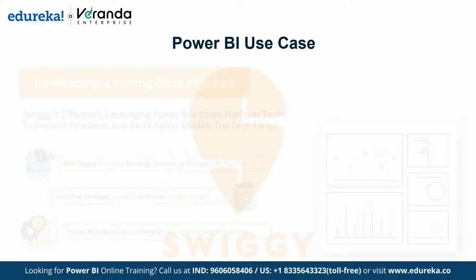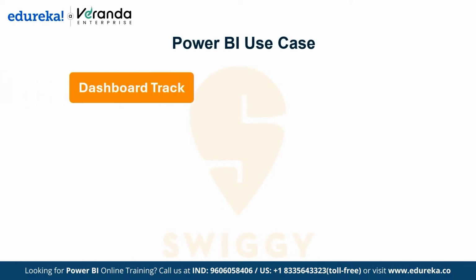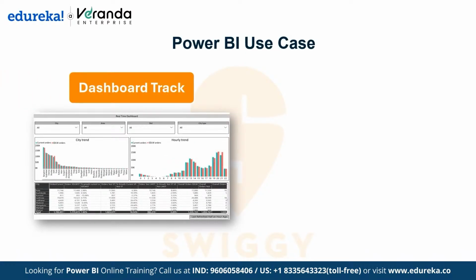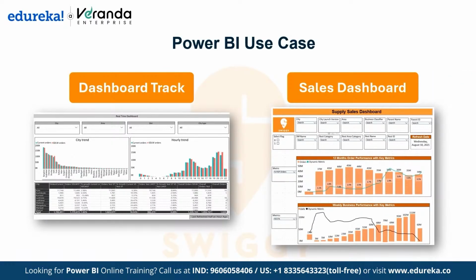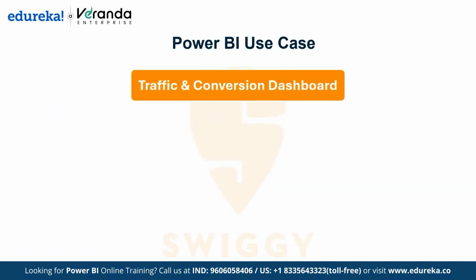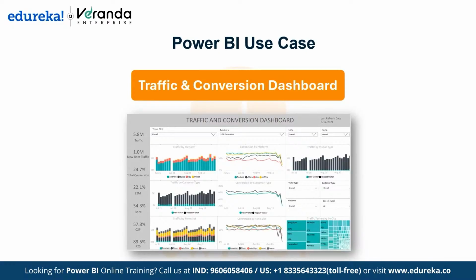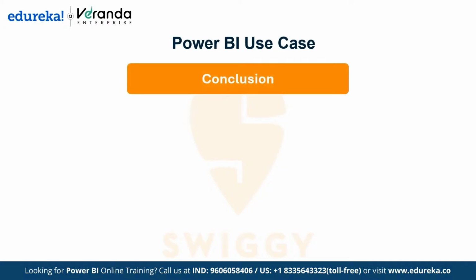Now, I will show you some of the dashboards used by Swiggy, which were created by the use of Power BI. The real-time metrics dashboard was used to track the trends hourly for the day. The report allows users to view the amount of traffic per hour by city. The supply sales dashboard highlights order performance at the restaurant level by tracking 10 various indicators. The traffic and conversion dashboard provides the consumers with an overview of app user behavior and app adoption rates. Moving on to the conclusion for this use case.